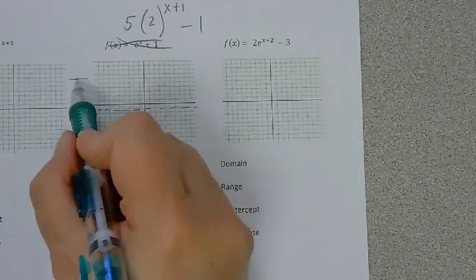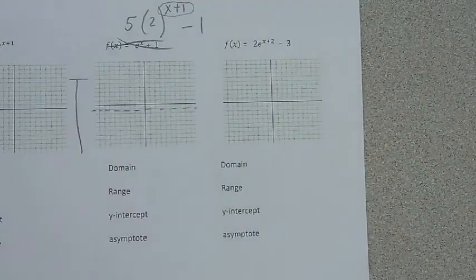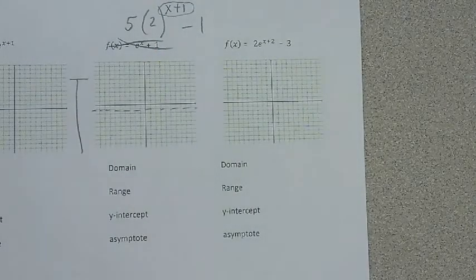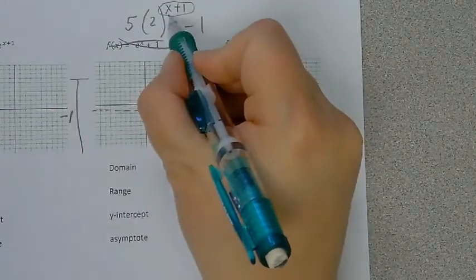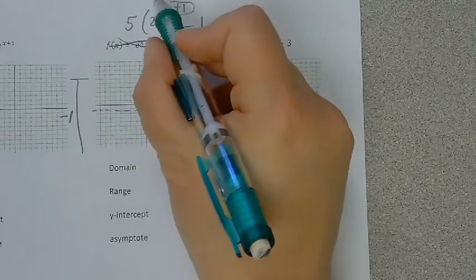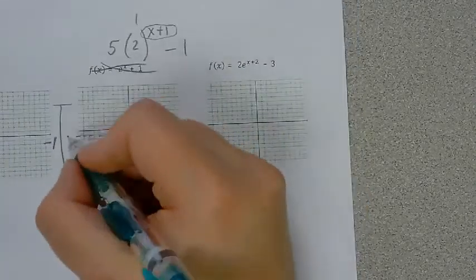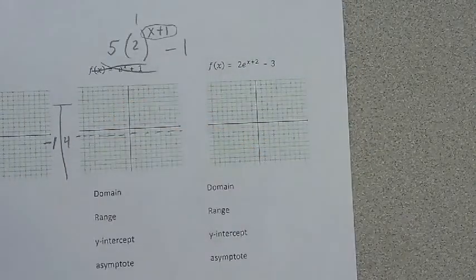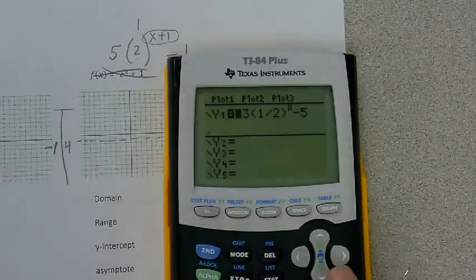I'm going to try a table of values. I always want to try whatever makes this 0. So what would I put in for x that would make that 0? Yeah, negative 1. Because negative 1 plus 1 is 0, and 2 to the 0 power is 1. And 1 times 5 is 5, minus 1 is 4. So I know that when I put that in the calculator, I should see negative 1 and 4.